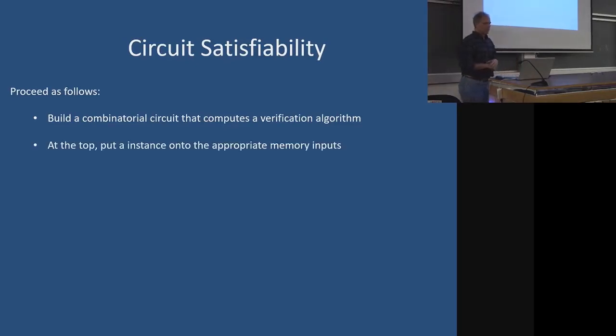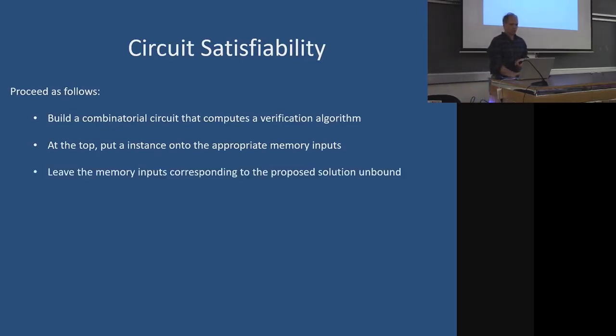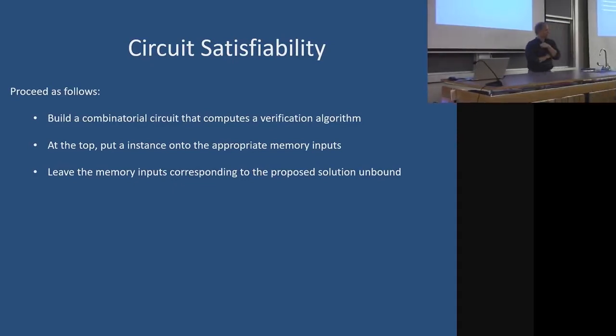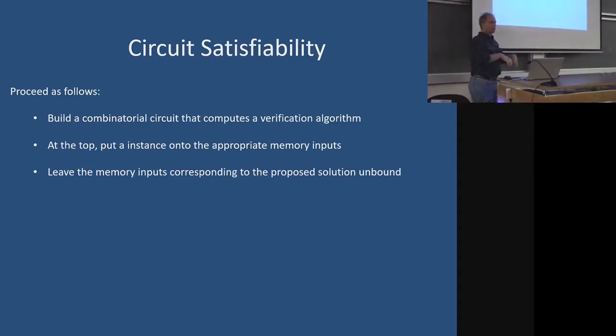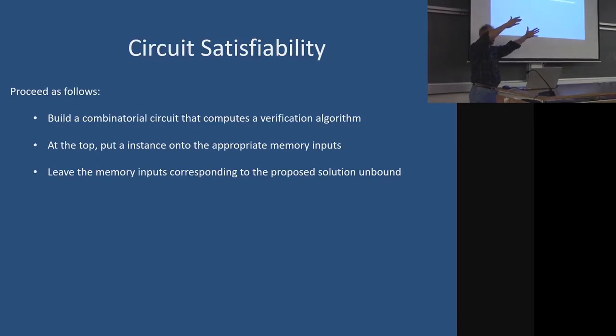At the top, we put an instance onto the appropriate memory inputs. Okay, so what are the inputs to a verification algorithm? What does a verification algorithm take as inputs? The proposed solution, and also a description of the problem instance. So at the top are the inputs to the circuit. Think of them as a bunch of wires. Some of the wires correspond to the bits of the problem instance, and we set them to describe the problem instance.